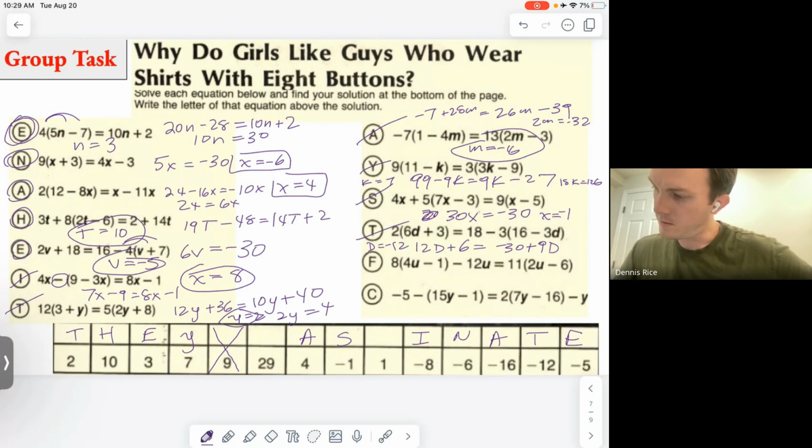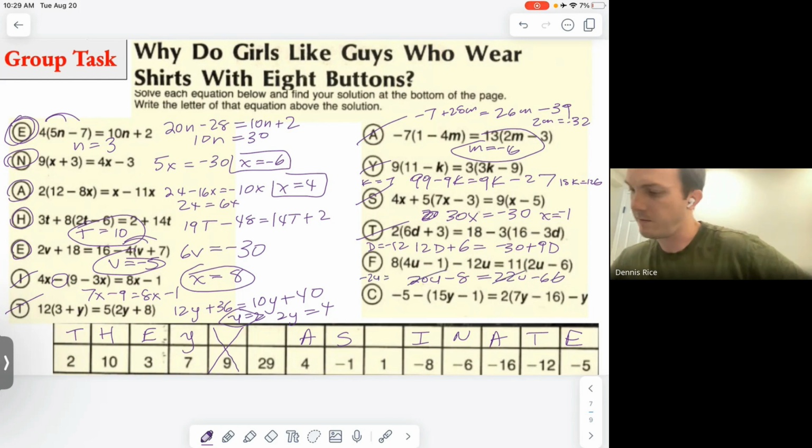32u. So 20u minus 8 equals 22u minus 66. Negative 2u equals, why do they use so many different variable letters here? Negative 2u equals negative 58. So 29. U equals 29 for the second to last one.